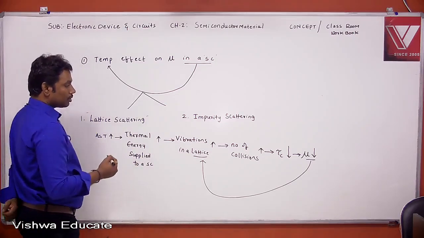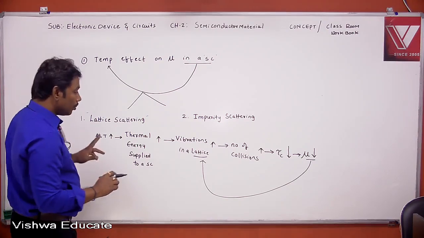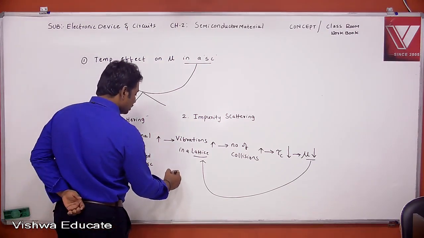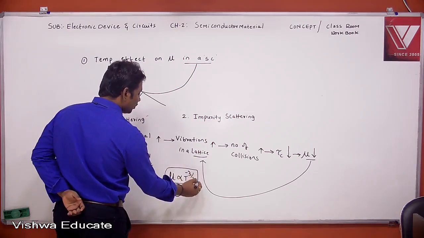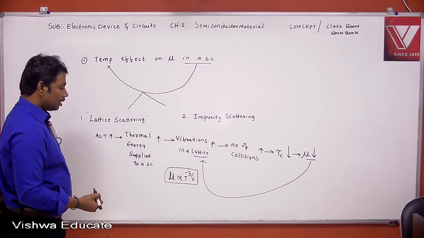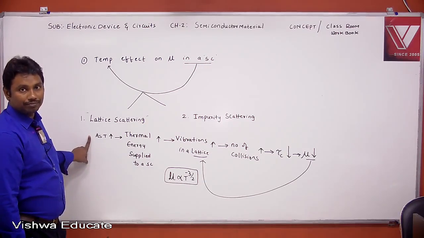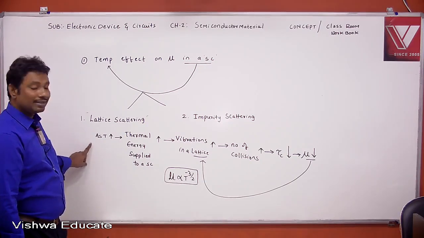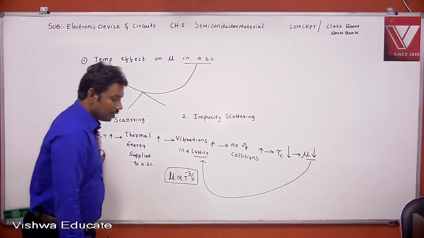And one more point, how the temperature and mobility are related: both are inversely proportional, that is mu proportional to T power minus 3 by 2. This is the relation between mobility and temperature. And also this lattice scattering is considered at very high temperature. Very important point, this is considered at very high temperature.